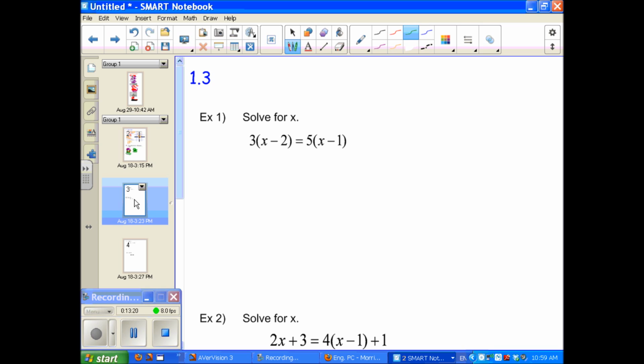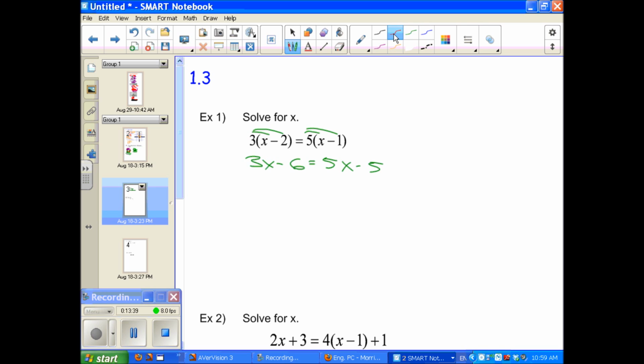The problem here is I've got 2 of them, and they're on opposite sides, and they're trapped by those parentheses. So first things first, distribute the through. So I'm going to get 3x minus 6, and then here I'm going to get 5x minus 5. All right, they're untrapped. Now what?